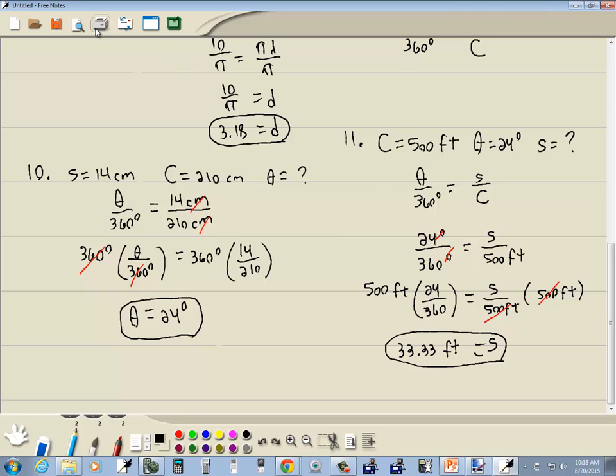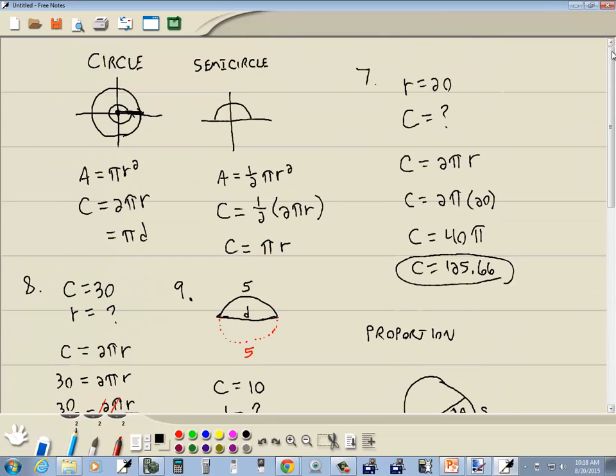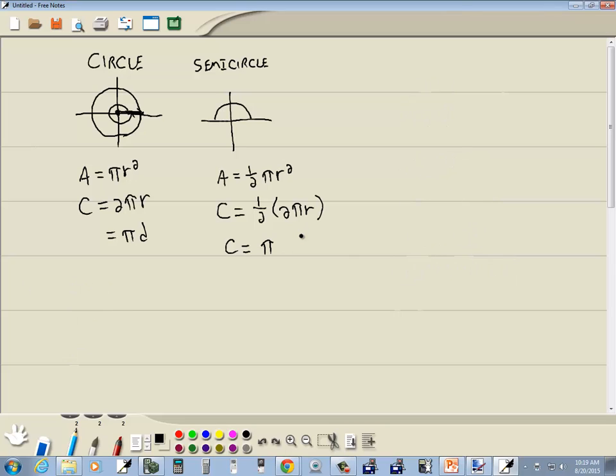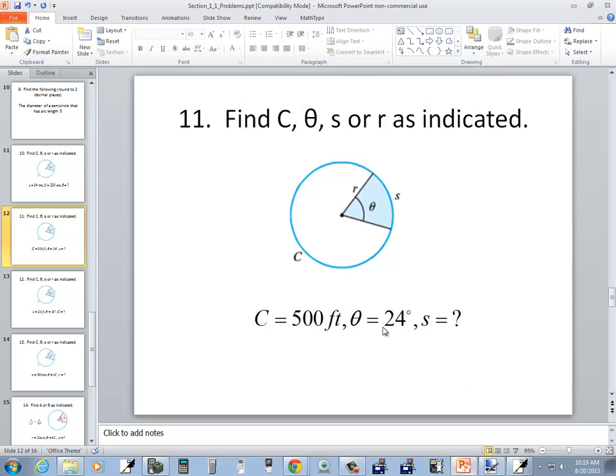I think that's saved. Let me try it again. Yeah, it saved it. Okay. Now let me clean out that page. Eventually get there. Okay.